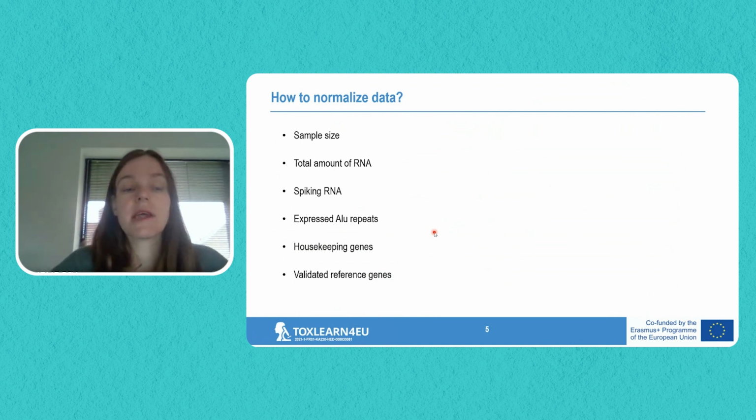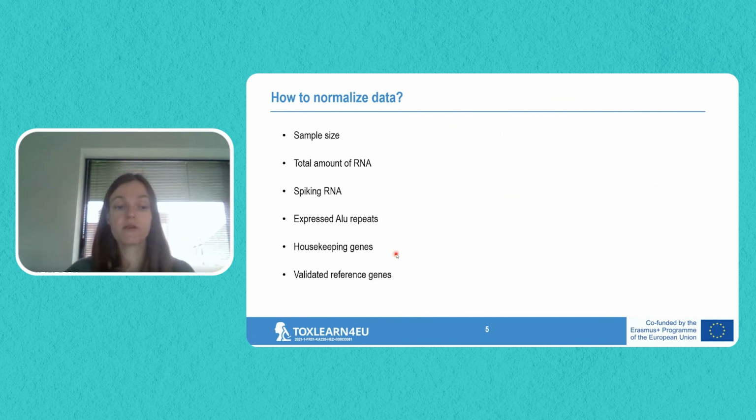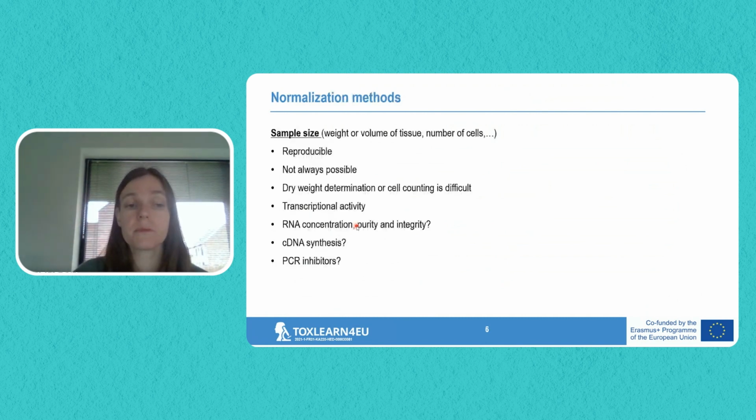Now, the next question is, how can we normalize qPCR data? And as you can see here, there is a large list of possible options. So you can normalize against sample size, against the total amount of RNA. You could spike samples with external RNA. You could look at the expressed allele repeats. You could use housekeeping genes for normalization, or alternatively, you could use validated reference genes. And we will now briefly discuss each of these possibilities and also their advantages or disadvantages.